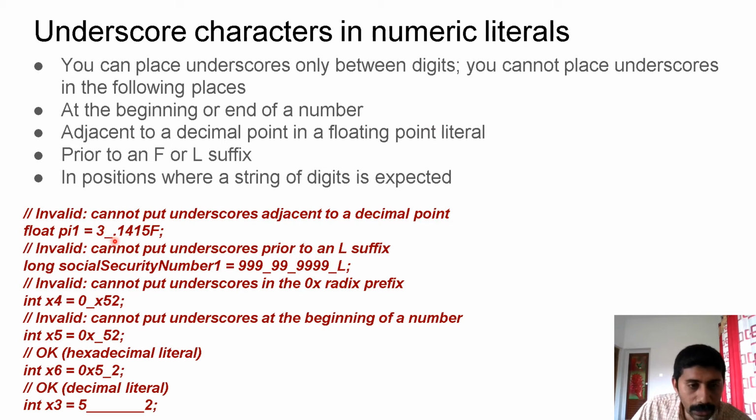3 underscore, this is not allowed because one side is a digit but the other side is a decimal point. Here also it is not allowed because it is at the beginning; one side is a digit, the other side is x, not allowed. One side is x, the other side is a digit, not allowed. See this example, here it is okay because it is between the digits. And just check this, x3 equal to 5 underscore underscore 2, that is fine, no issue. You can insert multiple underscores, that will not create any problem. So you have to remember, this particular change is something new in Java.